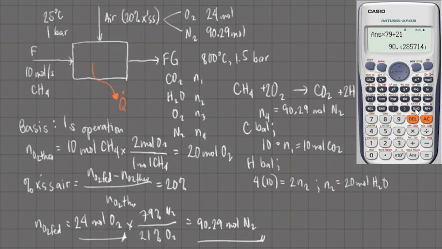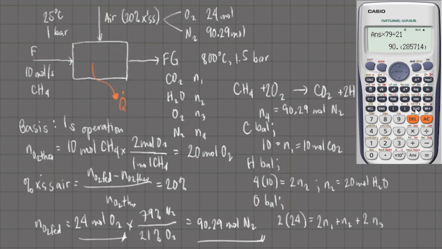And finally, we have the oxygen balance. Coming from the fuel, there's no oxygen, but coming from the air, there are 2 moles of oxygen. So that's 2 times 24. And in the product, that's 2 N1 plus N2 plus 2 N3. This represents all of the oxygen coming from the flue gas. So there are 2 moles from CO2, 1 mole from water, and 2 moles from O2.